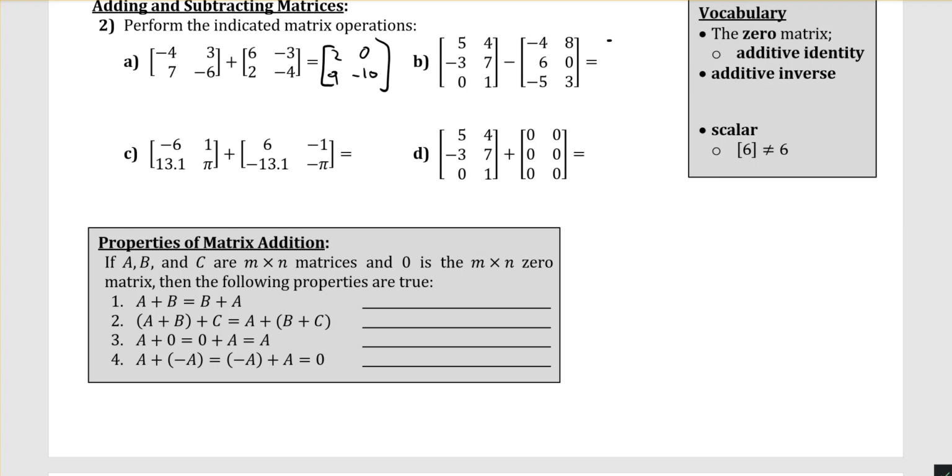Subtraction much the same way. I'm just going to subtract each element. So 5 minus a -4 gets me 9. 4 minus 8 gets me -4. -3 minus 6 gets me -9. 7 minus 0 gets me 7. 0 minus a -5 gets me 5. And 1 minus 3 gets me -2.